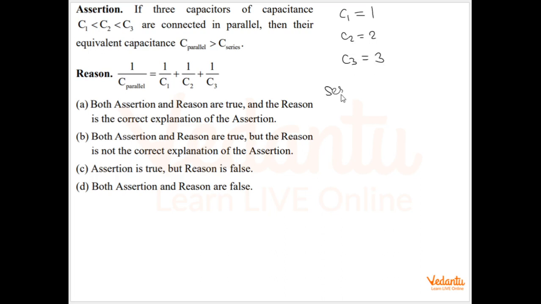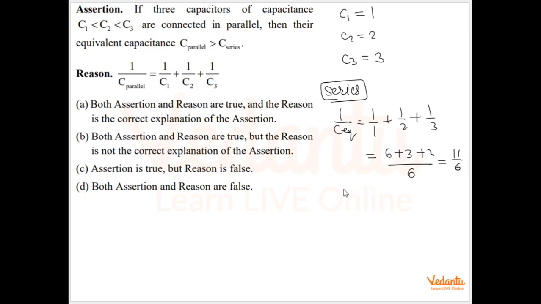Now when I connect them in series, my dear bachalog, what I will get is 1 by C equivalent as 1 by 1 plus 1 by 2 plus 1 by 3. That will be equal to 6 plus 3 plus 2 by 6. That will be equal to 11 by 6. So I will get in this case C equivalent as 6 by 11 for a series. And for parallel, my dear bachalog, the C equivalent will just be equal to 1 plus 2 plus 3, that is equal to 6 microfarads.